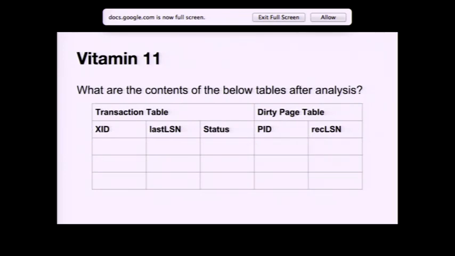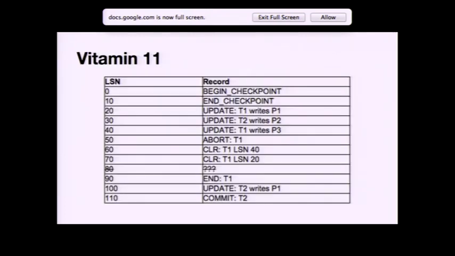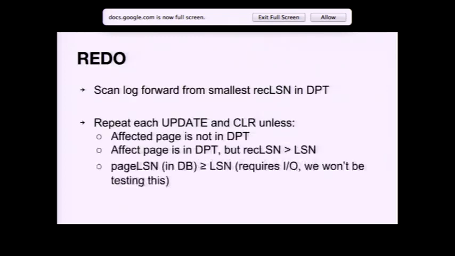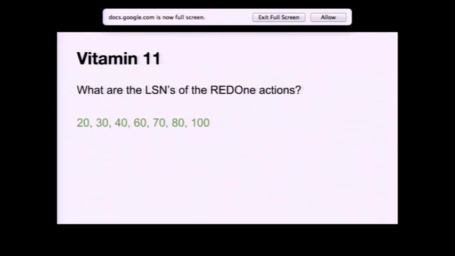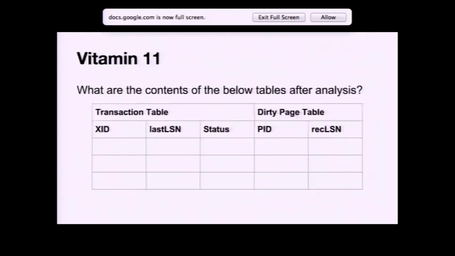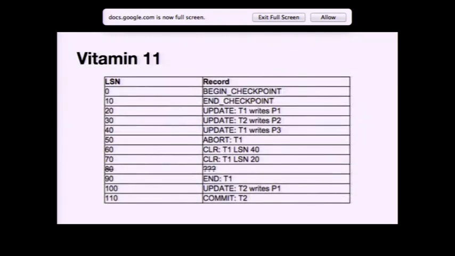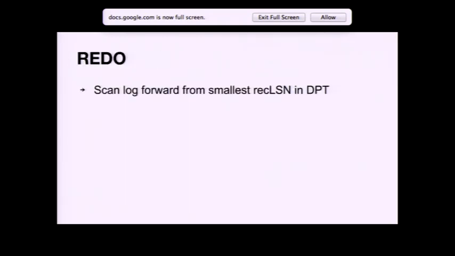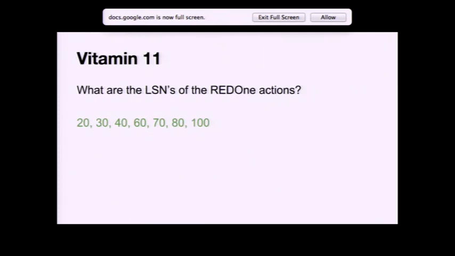And if we go back to the log, we're going to look at all of the updates and all of the CLRs that occur starting at that number. So those are 20, 30, 40, 60, 70, and 100. I believe that's everything. And 20, 30, 40, 60, 70, 80, and 100. 80 is nothing, don't worry about that. So these are the ones that we're going to redo.